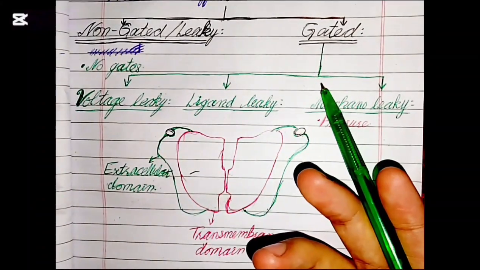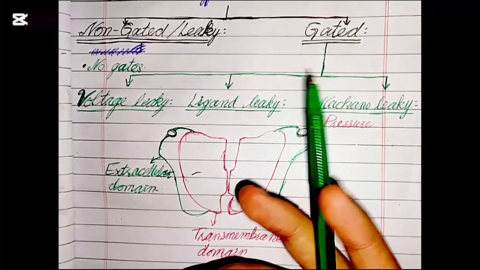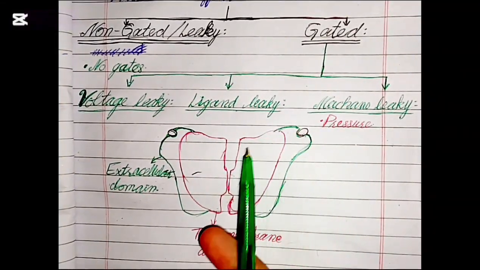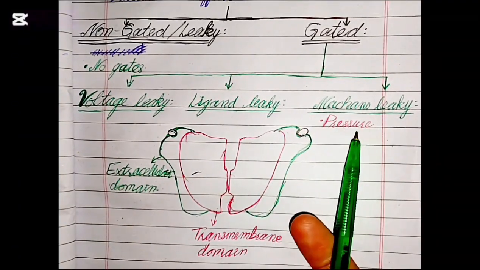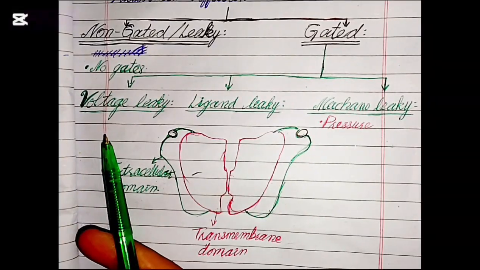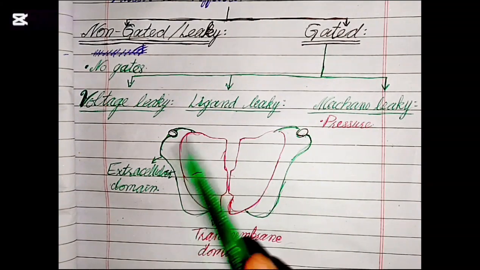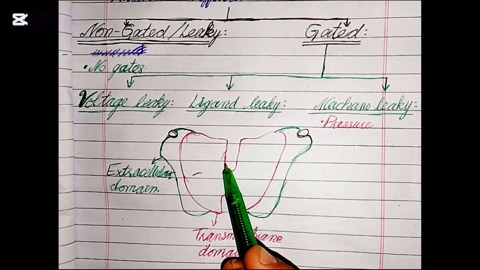And gated channels need some external stimulus. There are three types of gated channels: mechano gated channel, ligand gated channel, or voltage gated channel. So let's start with the ligand gated channel. Ligand means chemical. A ligand is a chemical which is needed to open the channel.